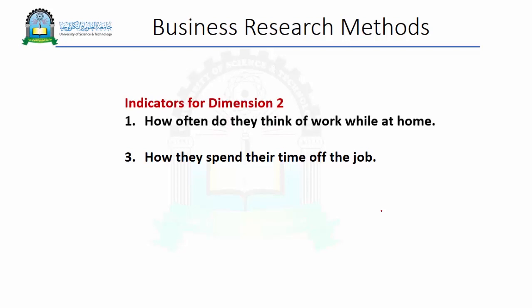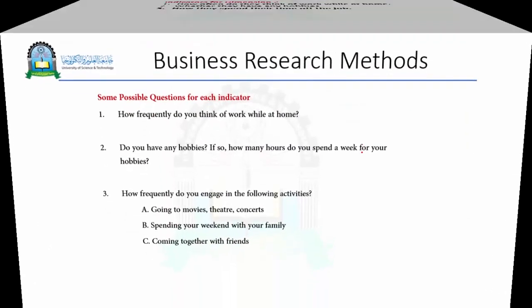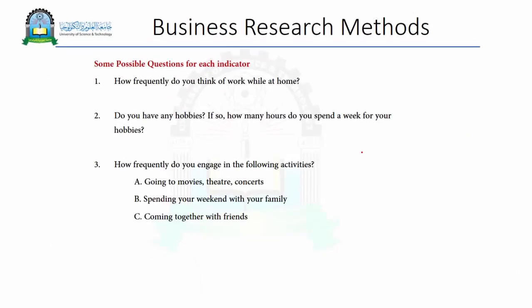If we take indicator number 2, it's going to have 3 questions. For example, how often do they think of work while at home? So this might be a question in the questionnaire, and it's an indicator. Whether they have any hobbies or not, this is also another indicator. How they spend their time off the job, this is also another indicator for the achievement motivation.